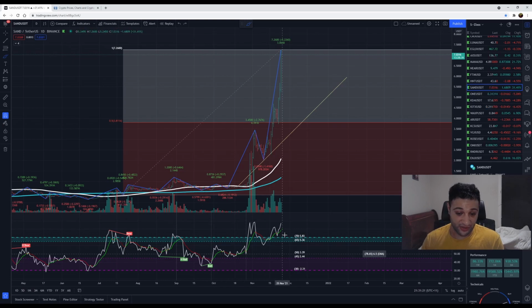Furthermore, we still have the RSI at over 70, which is overbought. We consider 70 on the RSI to be overbought. And I mean, look at this, we're pretty much at 90 on the RSI with no signs of slowing down. So it's a very, very hot coin that you really want to be careful when approaching if you are looking to get into it.